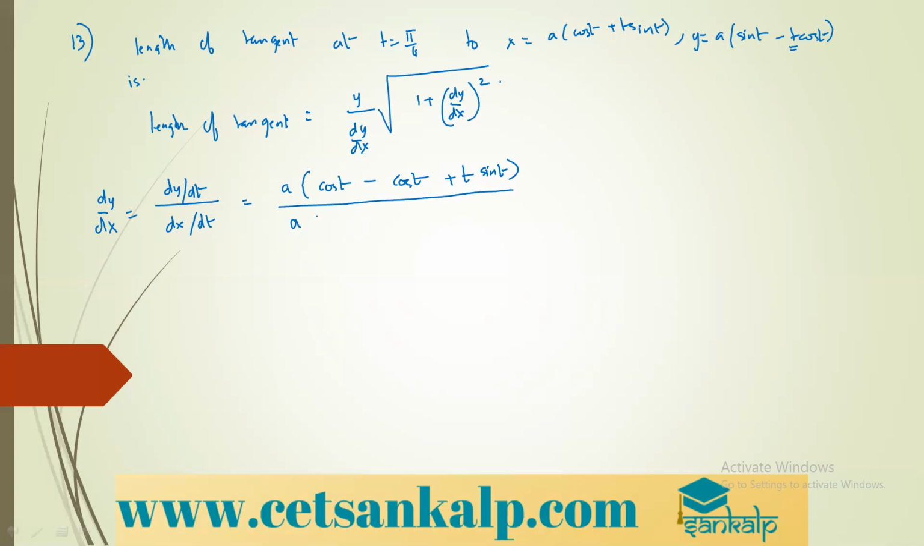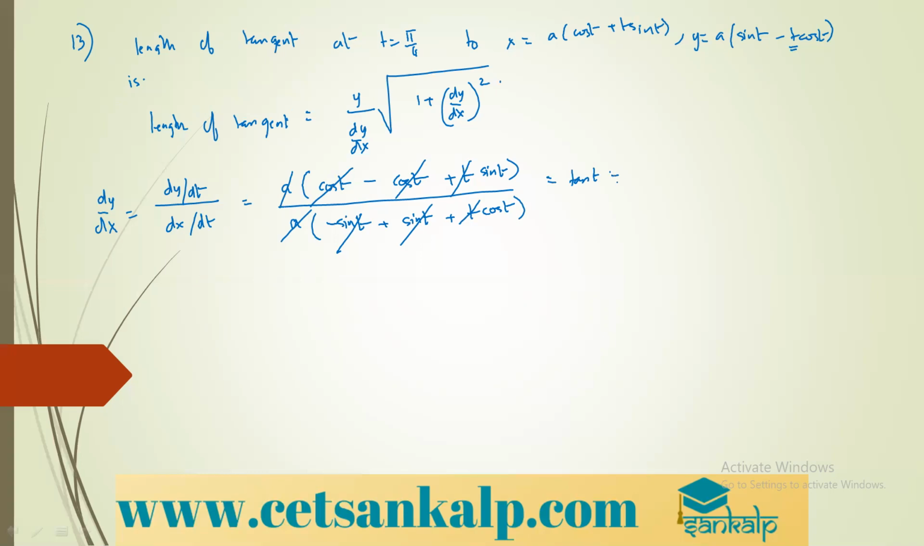In the denominator, a is a constant. The derivative of cos t is minus sin t. The derivative of t is 1, and sin t will be the same. The derivative of sin t is cos t. So first you can cancel a, you can cancel cos t, you can cancel sin t, then you can cancel t. So what is left is tan t.